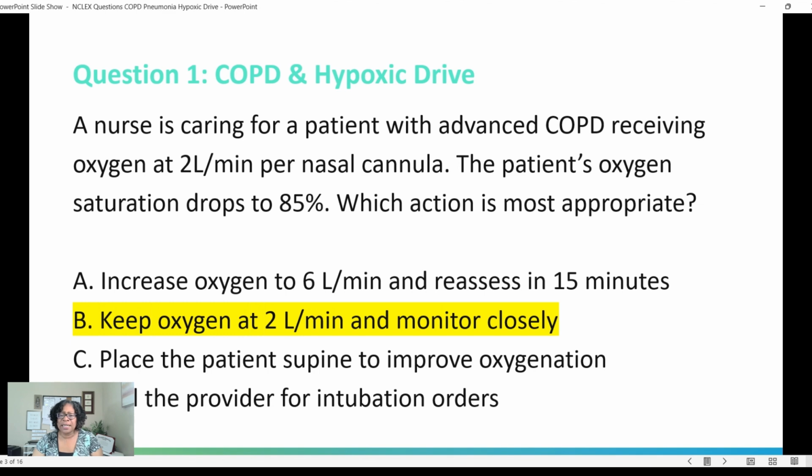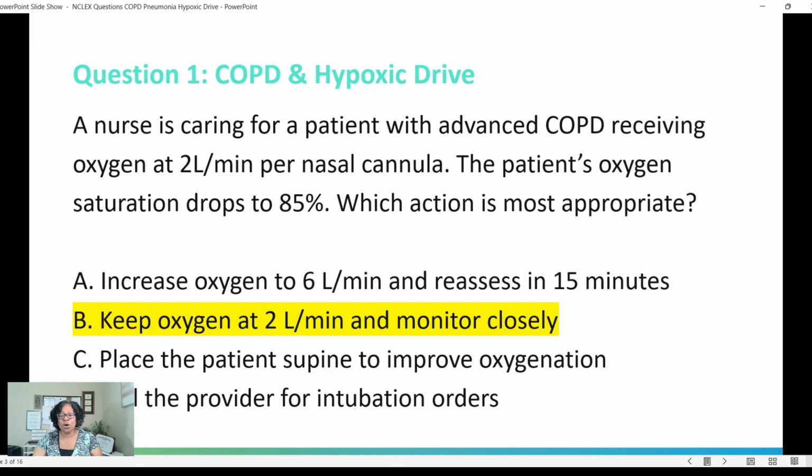And monitor closely. If you look at the stem, it doesn't talk about the patient being restless. It doesn't talk about the patient having any kind of mental status change. It didn't say anything about the patient being distressed. It did say that the oxygen saturation dropped, but you always want to look at your patient. What does your patient look like?